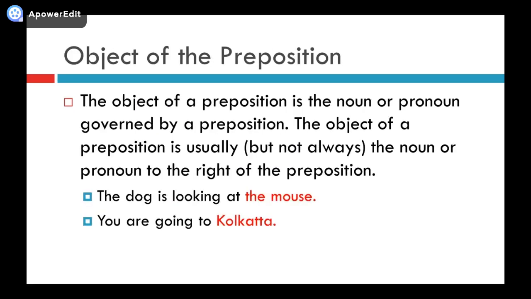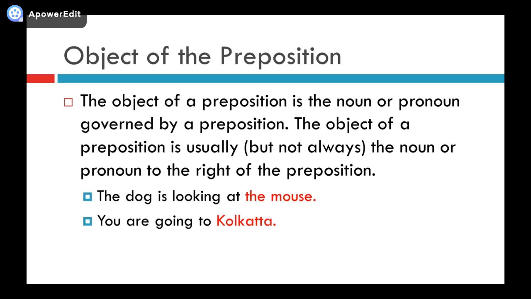Let us see object of the preposition. Now, first of all, what is a preposition? Prepositions are all your words like at, to, behind, in front of. Now, the object of a preposition is the noun or pronoun governed by a preposition. It is usually, but not always, the noun or pronoun to the right of the preposition. So, it will be a name or a pronoun that will be governed by a preposition.